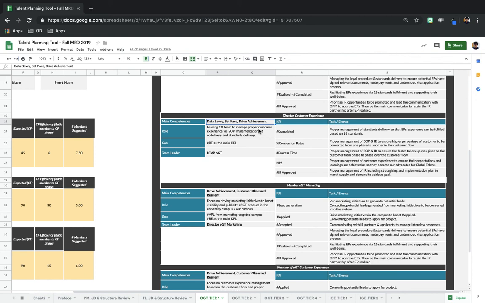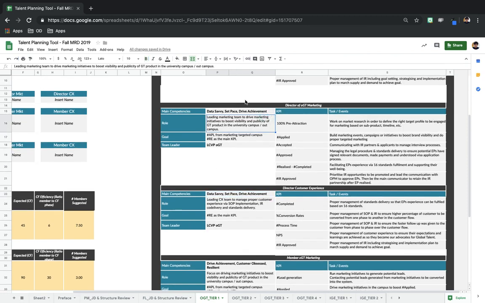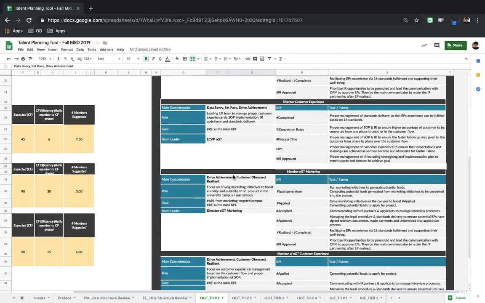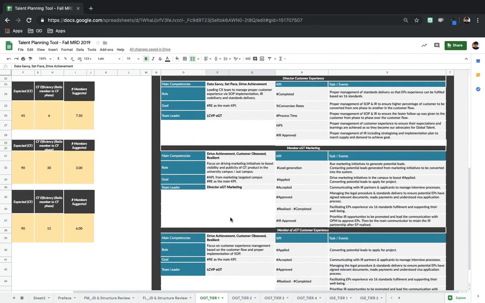So you put another layer of responsibility on the director of customer experience, doing all the quality part and standard delivery part to make sure that this part is always being taken care of. When you have around 50 EPs, it's a lot of EPs, so you have to do a slightly bigger scale of OPS, you have to do more engagement with your EPs so that they are not being left out, these kinds of things. Okay, so the similar qualities I put for both directors are data savvy, set pace, and drive achievement. So OGT marketing and OGT customer experience have basically the same qualities for you to look into.